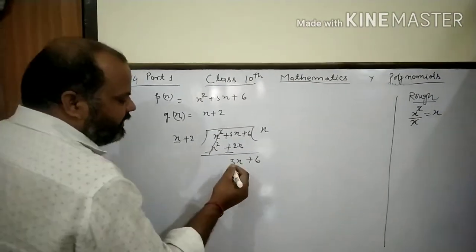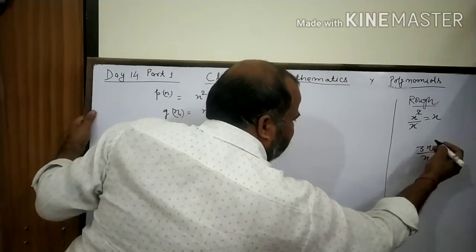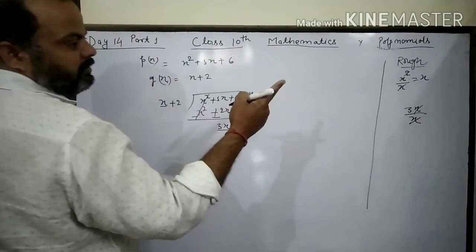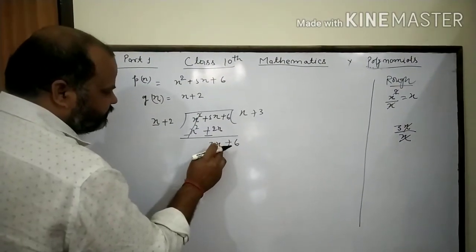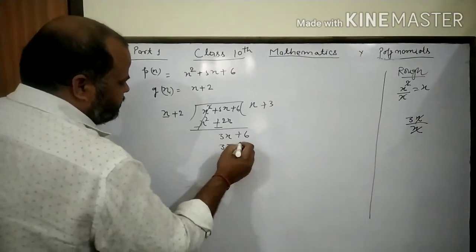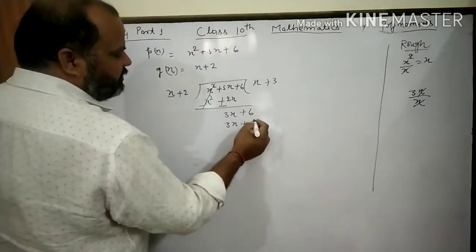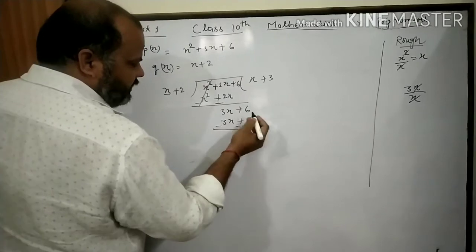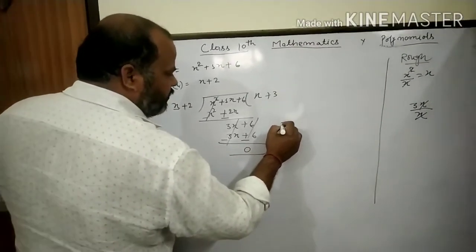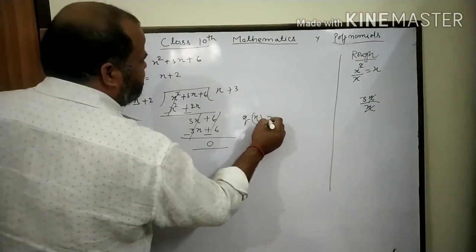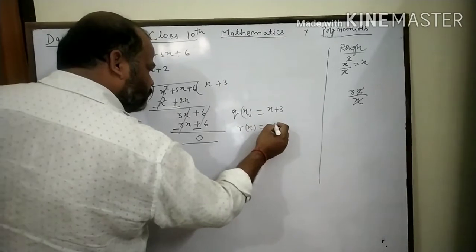Now our new dividend, the first term of the new dividend is 3x. Here 3x upon, and the divisor is fixed. Then which sign? No sign is seen, that means there is plus 3. Then it is multiplied: 3 into x, 3x, plus into plus, 3 twos are 6, and it is minus. There the remainder is 0. Now here quotient q(x) is equal to x plus 3 and r(x) is equal to 0.